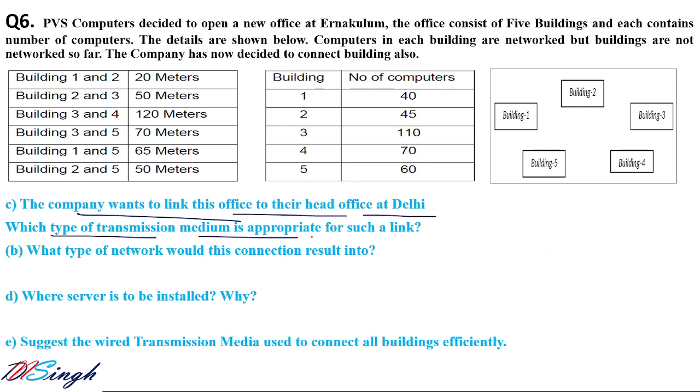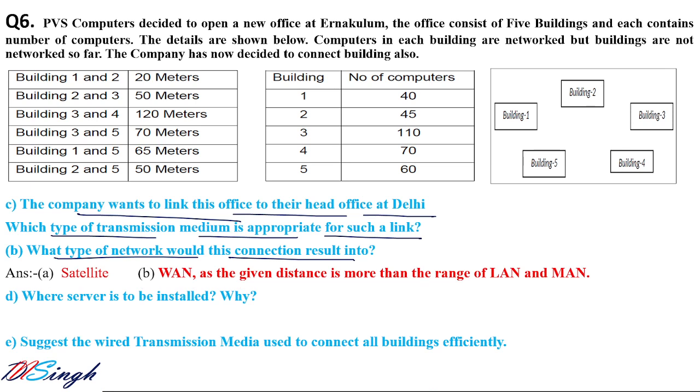Which type of transmission media is appropriate for such link, and what type of network would this connection result into? Remember, Hyderabad the head office to Delhi, so Delhi must be quite far from there, so that is going to be like WAN, wide area network, and the link we will utilize for longer distances, what? Satellite. Where the server is to be installed and why? Server should be installed in building 3 because it has the highest number of computers.